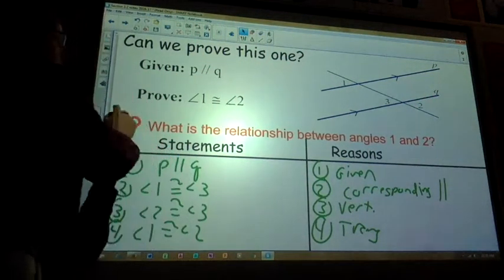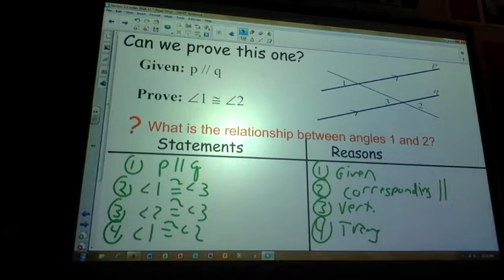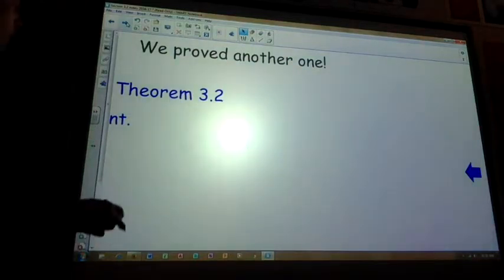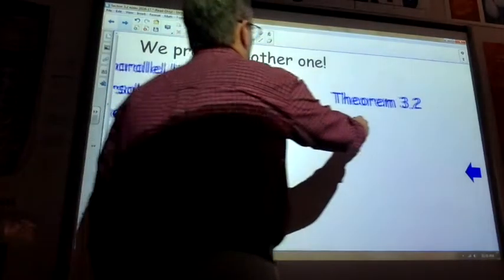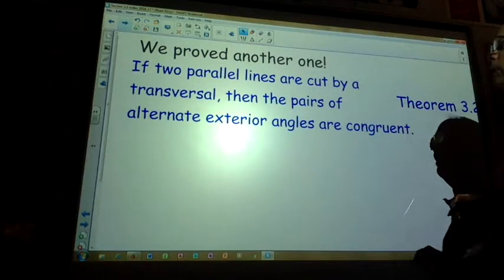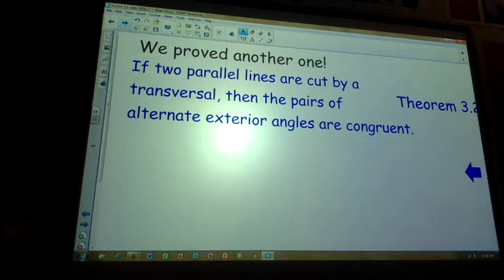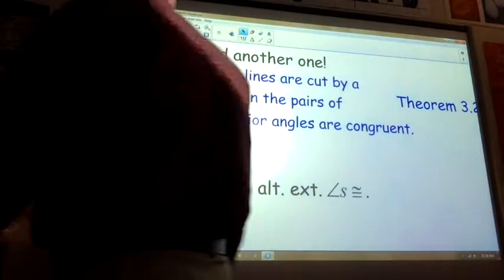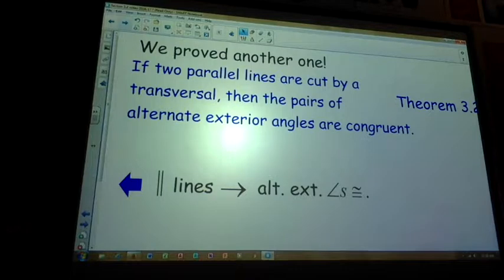What's the relationship between angles 1 and 2? Alternate exterior. We just got goofy. We lost the class already. Alright, we proved another one. Yay! If two parallel lines are cut by a transversal, then their pairs of alternate exterior angles are congruent. So parallel lines give us alternate exterior angles are congruent. Yes.